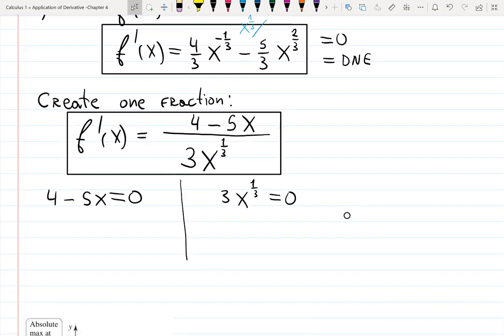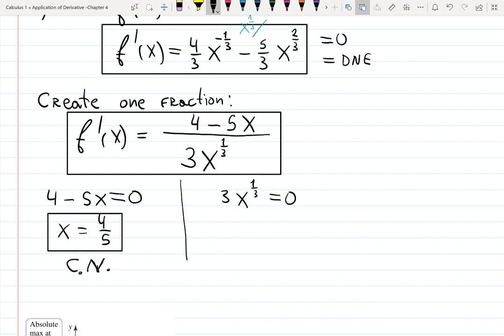Let's see what's going to happen. When the numerator is 0, the whole fraction is 0. So those are numbers where the derivative is 0. In this case, this is x equals 4/5. Now that's my critical number. Put it in the box, we will need it. Critical number. Do you know why I don't call it a critical point? Because I never found the output for that x. If you find the output, you will have a critical point. We will do it later.